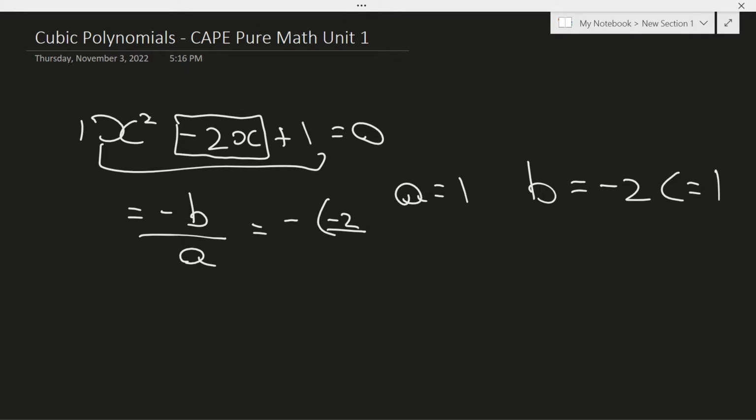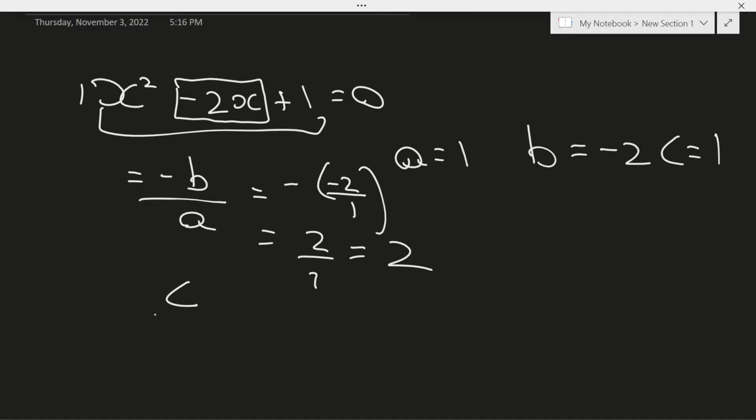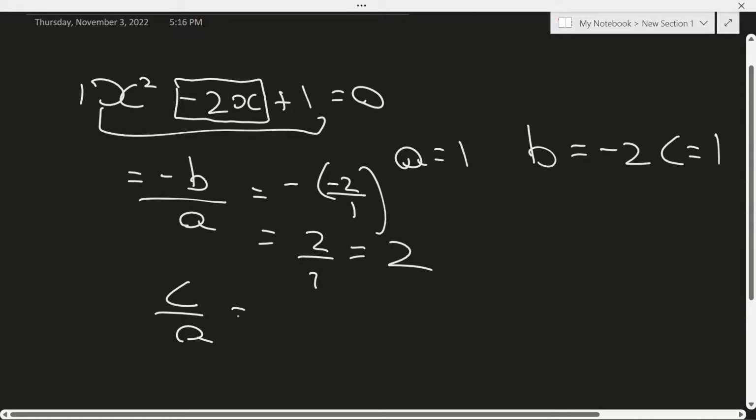When there's nothing beside an x squared, we're not going to assume, the coefficient is 1. So it's minus minus 2 over 1. So the sum of the roots is equal to 2 over 1, which is equal to 2. Now, for the product of the roots, what you need to know is that the product of the roots of a quadratic is equal to c over a. And that's equal to 1 over 1, which is equal to 1.